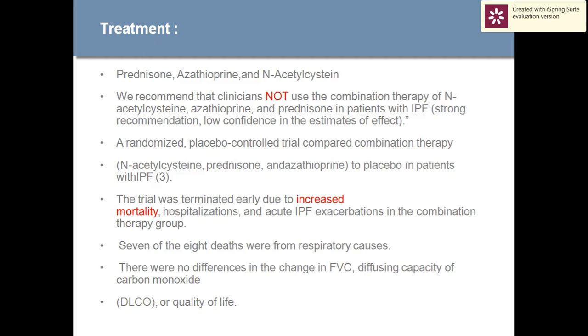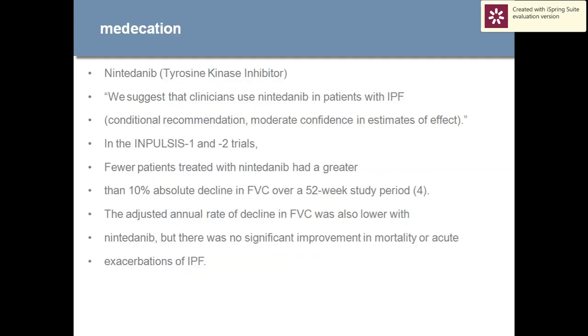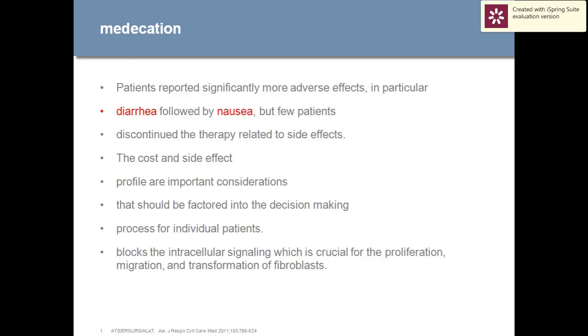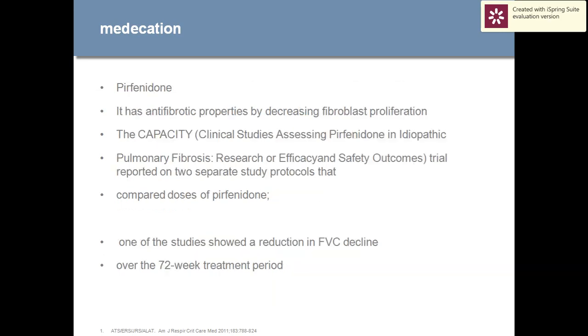Prednisolone, azathioprine, Imuran, and N-acetylcysteine are not recommended in idiopathic pulmonary fibrosis. Nintedanib is a tyrosine kinase inhibitor. In the INPULSIS 1 and INPULSIS 2 trials, it's very important to start the patient as early as possible. It reduced almost greater than 10% absolute decline in forced vital capacity over the 52-week study, so it was approved by the FDA for treatment of idiopathic pulmonary fibrosis. Side effects can include GI symptoms, diarrhea, followed by nausea.